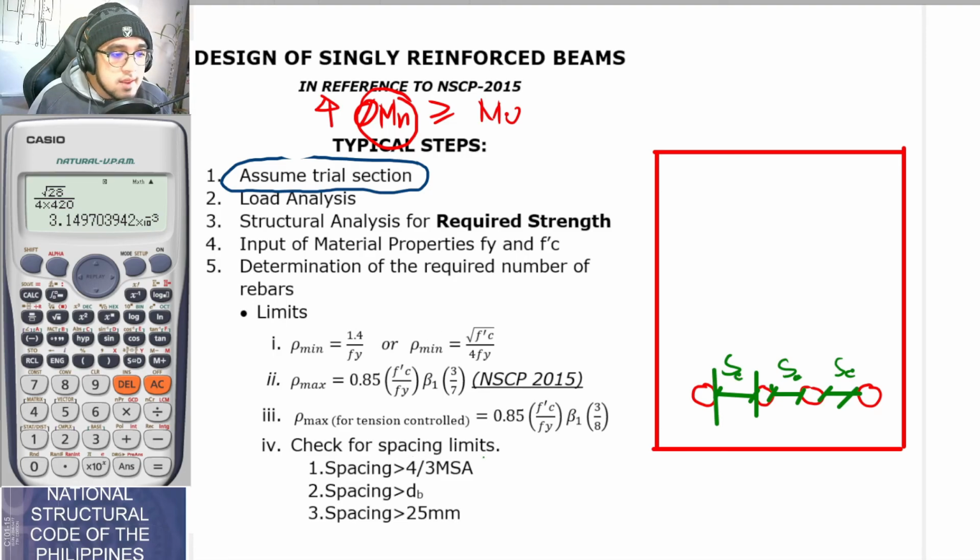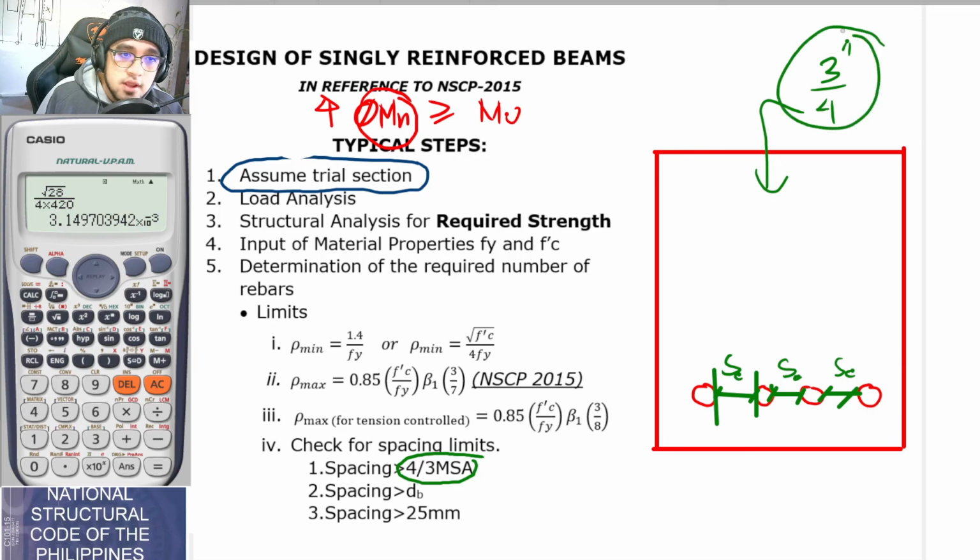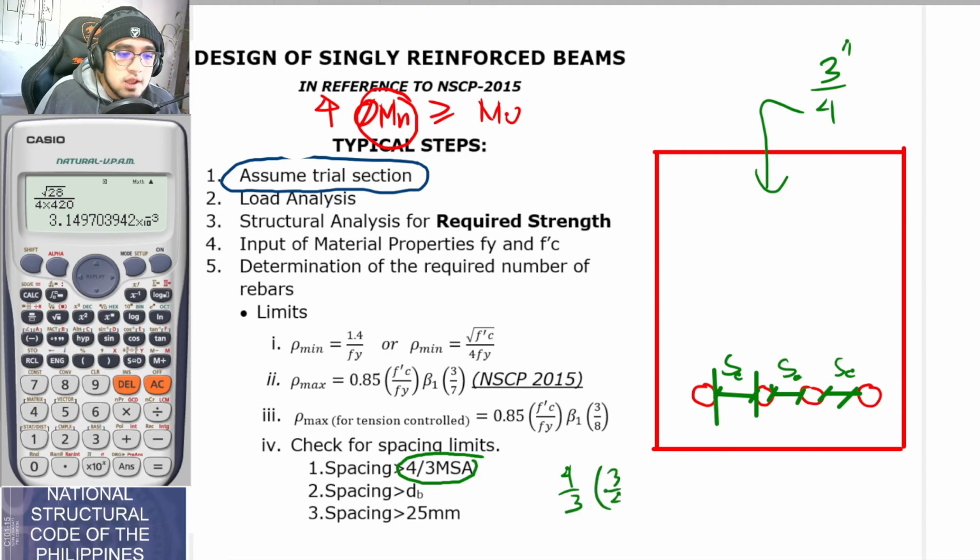And it should be greater than 4/3 MSA. MSA is the maximum size of your aggregates. So for example, in your concrete pouring, you have used 3/4 inch maximum size of the gravel. So just multiply it by 4/3. So 4/3 times 3/4 inch of your maximum size of aggregates in your concrete is now equal to 1 inch. And if you would be converting this into metric units, this is basically equal to 25.4 mm.